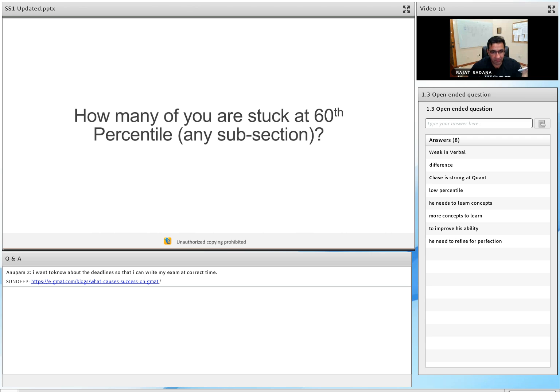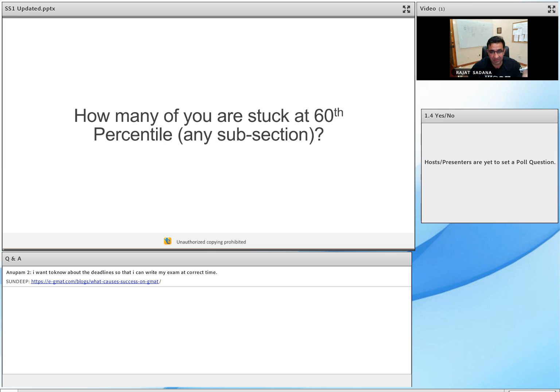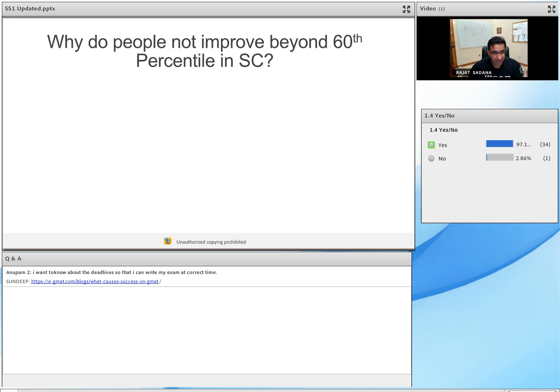Now, question for you. In any subsection, how many of you are stuck at that 60th percentile? Let me put in a yes, no poll over here. Select yes if you feel you're stuck at that 60th percentile or even lower. A good chunk of you are. So let's see, why is it that people don't improve beyond that 60th percentile? Payal, I'd love to invite you to come over and move on from this part.